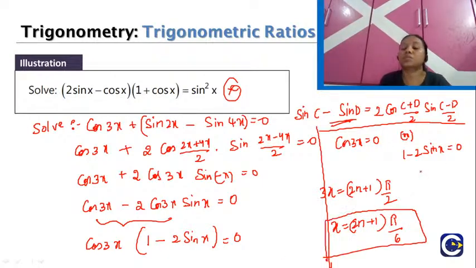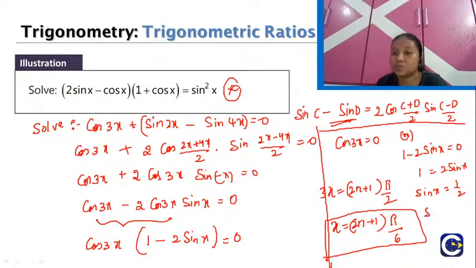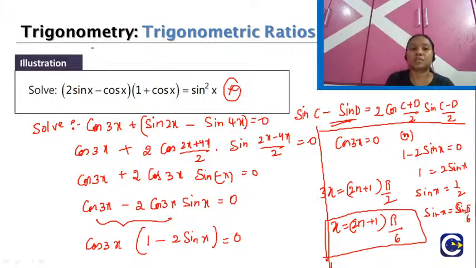Similarly, what about here? It will be 2 sin x equal to 1, so sin x will be equal to 1 by 2, which means sin x will be equal to sin pi by 6. So again we can write the general solution, that is nothing but x is equal to n pi plus minus 1 whole power n, pi by 6.